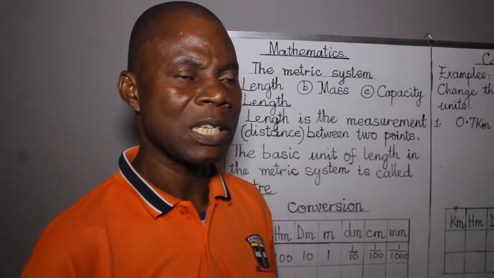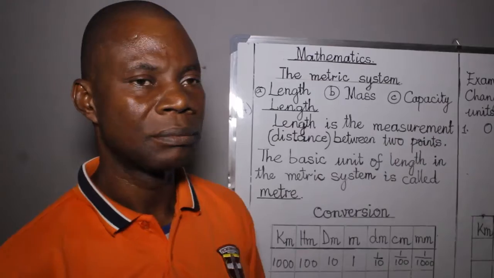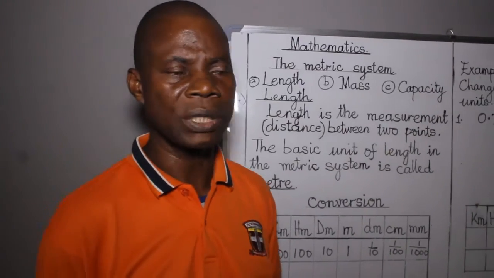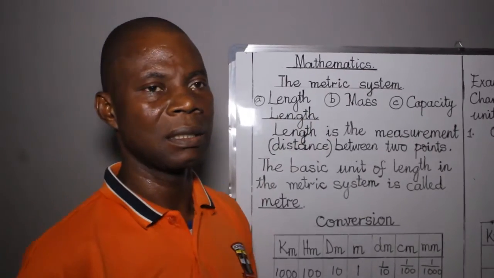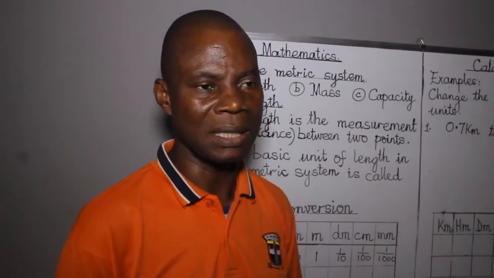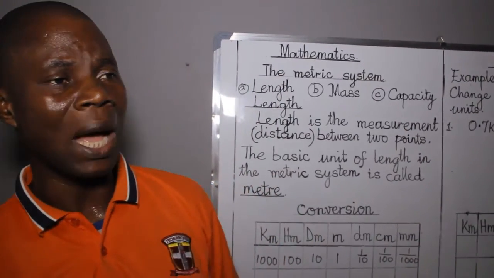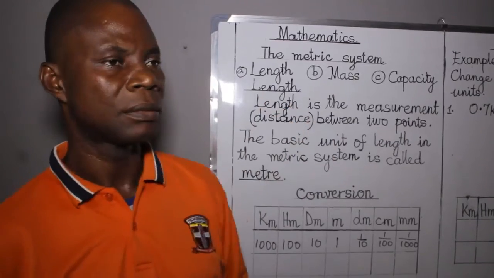Today we're going to treat an aspect of mathematics titled the metric system. Under the metric system, we're going to treat three different aspects. The first one is length, the next one is mass, and the third one is capacity. But for today, we're going to take a look at the first aspect, and that is length.